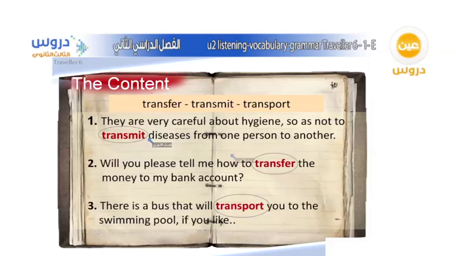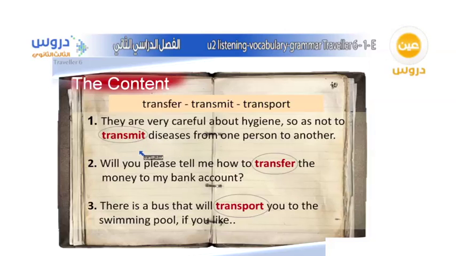All right, so we have three different words and also different meanings: transmit, transfer, and transport. So you need to know the meaning of each and not to confuse them later on, whether you listen to or even read any English text. If you know the whole sentence, you are going to know the meaning of transmit. They are very careful about hygiene so as not to transmit diseases. You have to know the meaning of diseases, from one person to another.